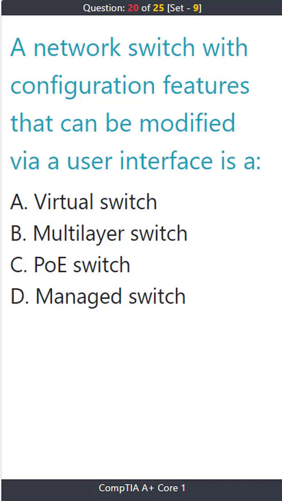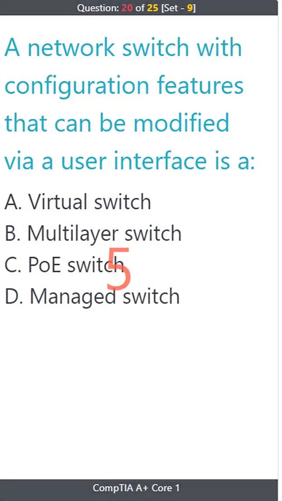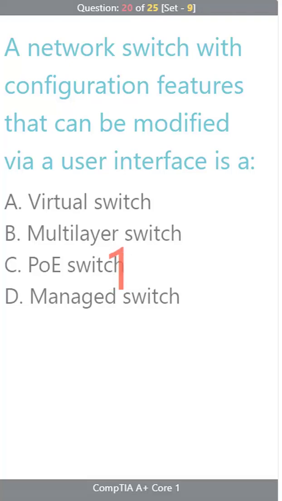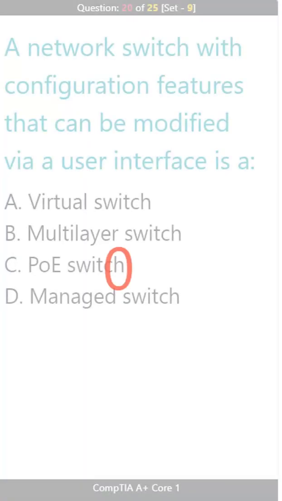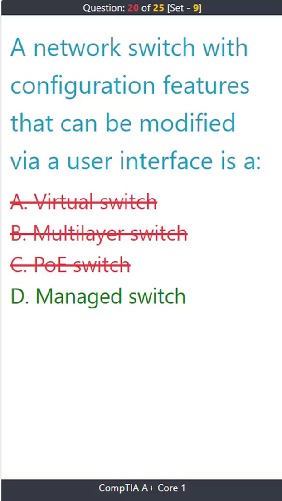Question 20. A network switch with configuration features that can be modified via a user interface is A. Virtual switch, B. Multilayer switch, C. POS switch, D. Managed switch. The correct answer is D. Managed switch.